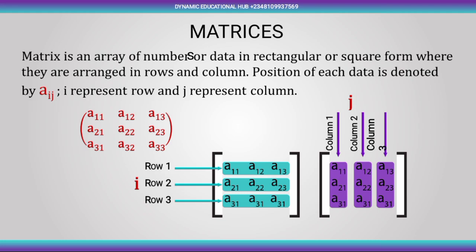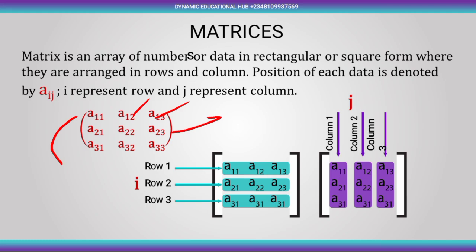Matrices. And what is a matrix? A matrix is an array of numbers or data in rectangular or square form, where they are arranged in rows and columns. The position of each data is denoted by A subscript ij, where i represents the row and j represents the column. We have an example of a matrix here. Now we have A11, A12, A13. This is an example of a matrix.